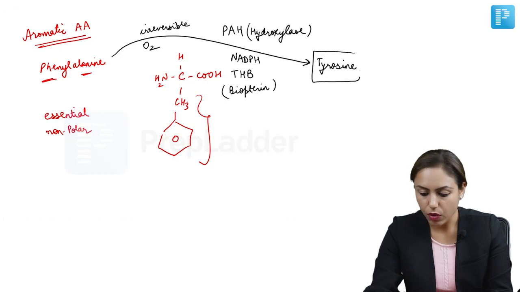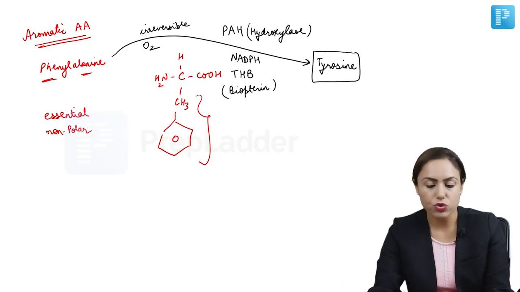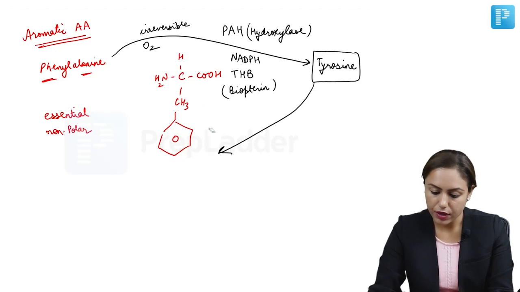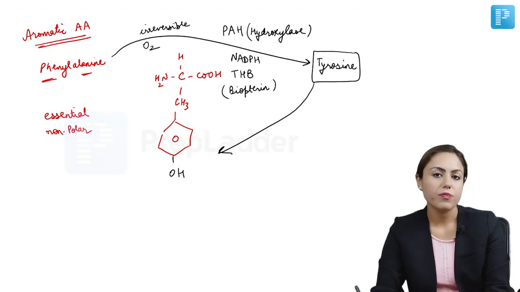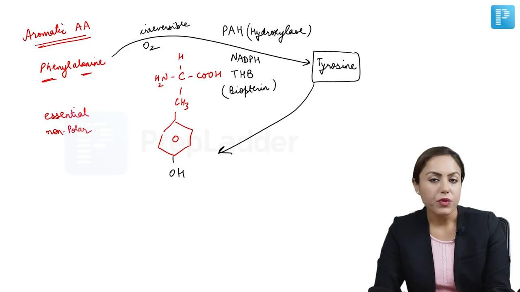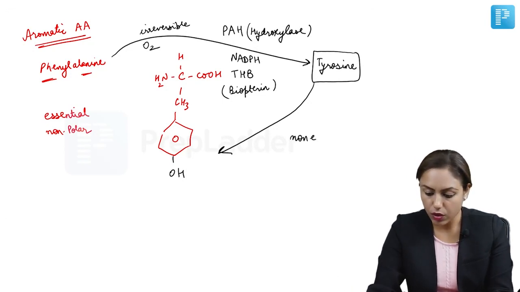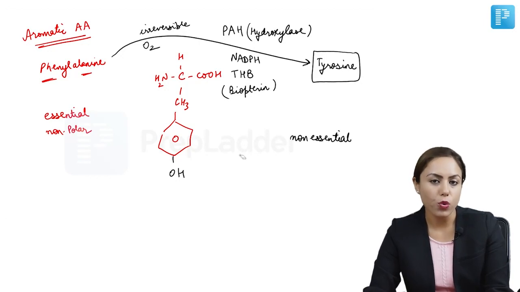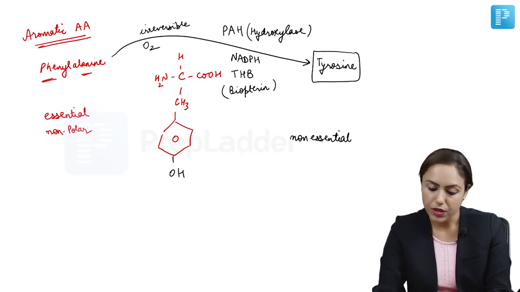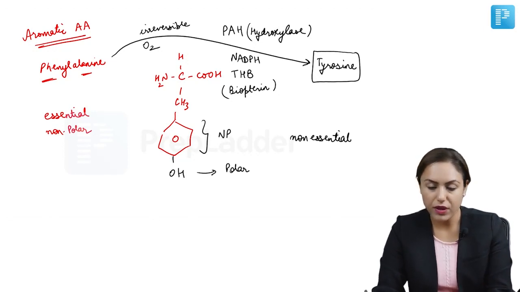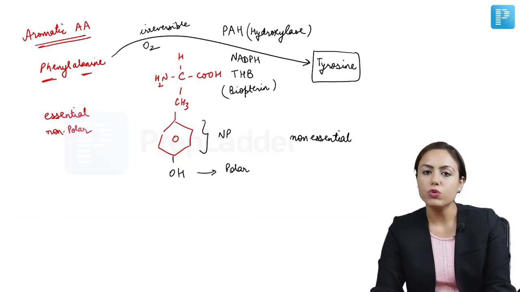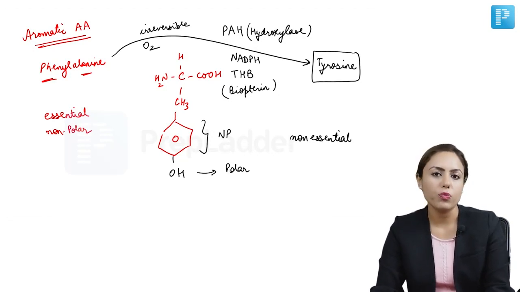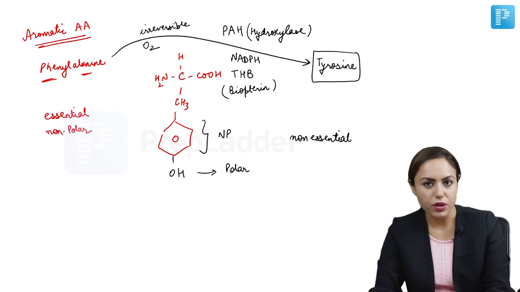So tyrosine is formed, and in tyrosine one OH group is there. So in the structure of phenylalanine, if I add OH here, that is the structure of tyrosine. That means tyrosine is non-essential, and its polarity is controversial because sometimes it behaves as polar and sometimes as non-polar. Due to the ring, it will behave as non-polar. Due to the OH group, it will behave as polar. So according to the question, you can mark whether it is polar or non-polar. Just read the question very carefully, right?